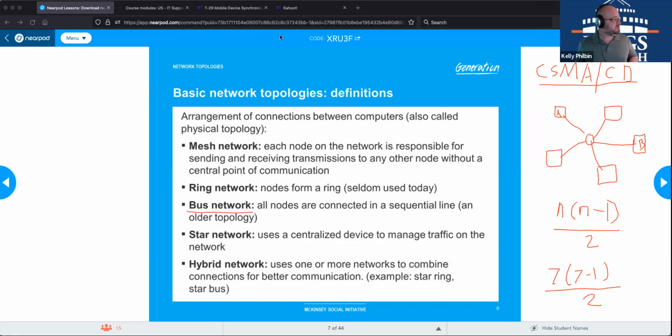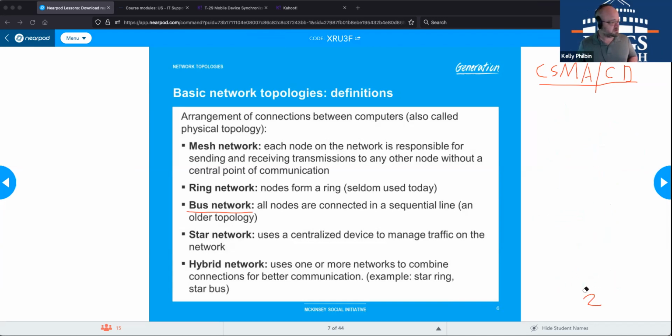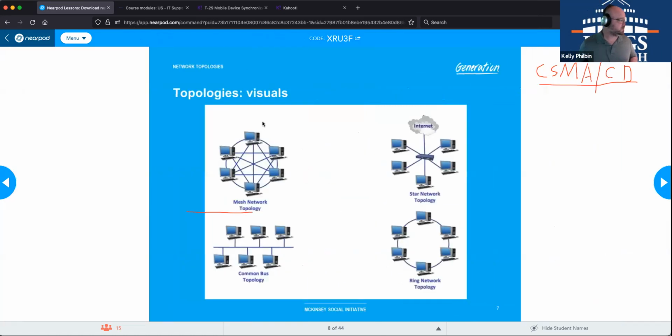Let me erase my terrible drawings here. There we go. Forgot one. So here are much cleaner drawings of what I was just doing.